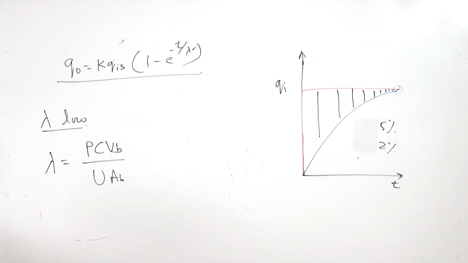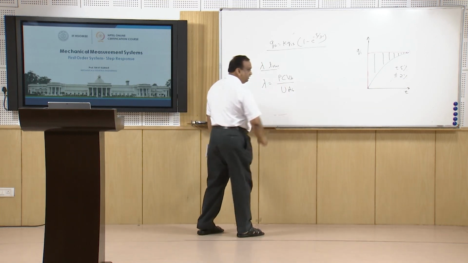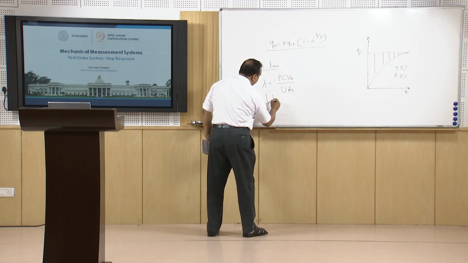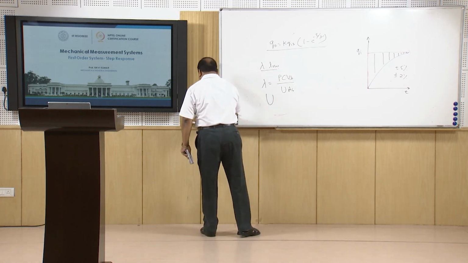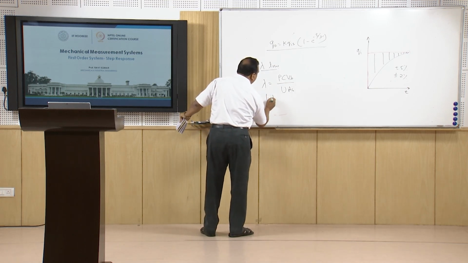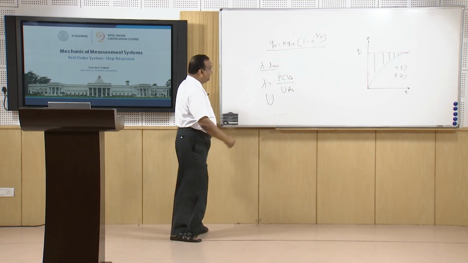Now, rho is the density of the fluid which is filled in the bulb. There is a bulb in the thermometer, so whatever fluid is filled in this bulb, the density of that fluid is rho. C is the specific heat.